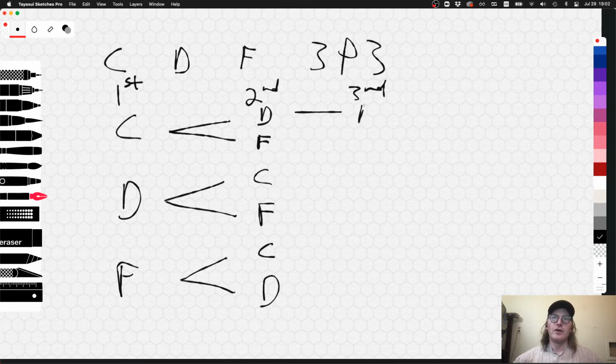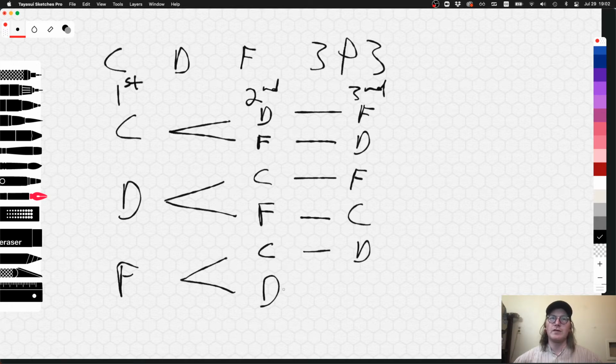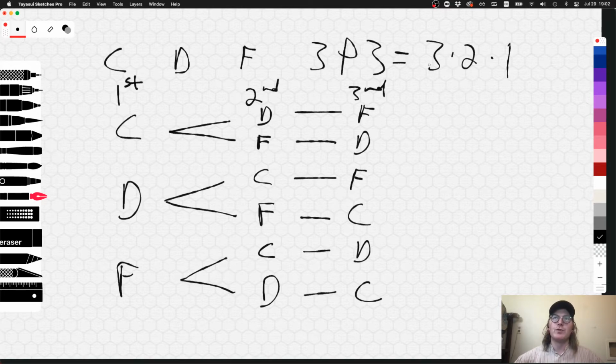So cat, dog, ferret; cat, ferret, dog; dog, cat, ferret; dog, ferret, cat; ferret, cat, dog; and ferret, dog, cat. And something to notice is that we've got 6, right? 3 times 2 times 1, 6 arrangements, 6 permutations in 3 permute 3.